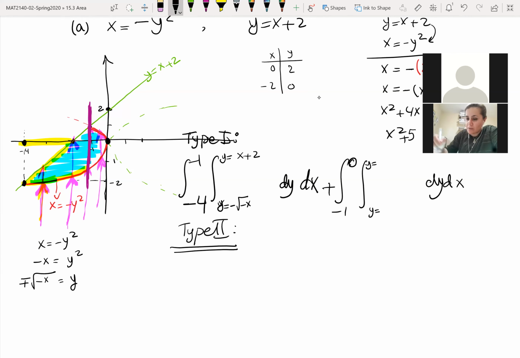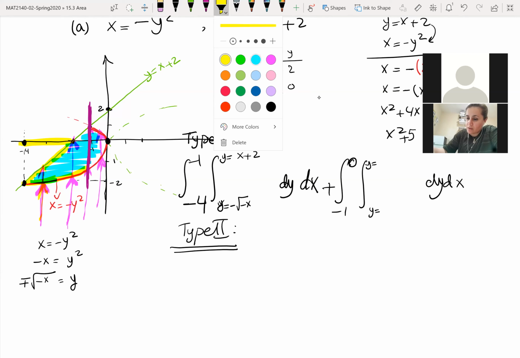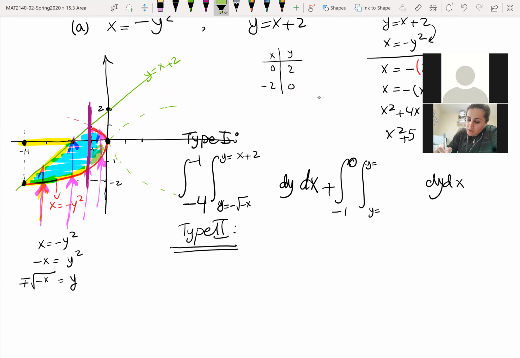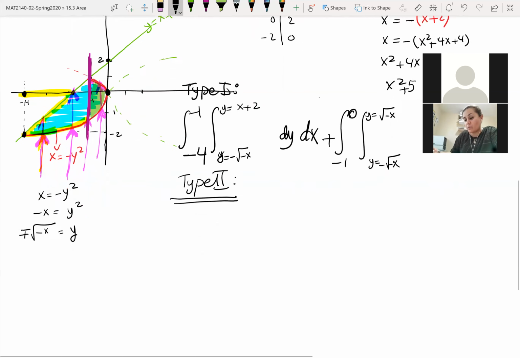And the right piece, let me make it a different highlighter, maybe green. It's right here, again moving from the negative piece of the parabola to the positive piece of the parabola. Does it make sense? We don't like this one. It's really tough. That's why your friend says it's easier to go with type 2.